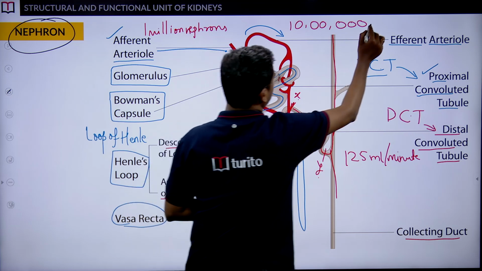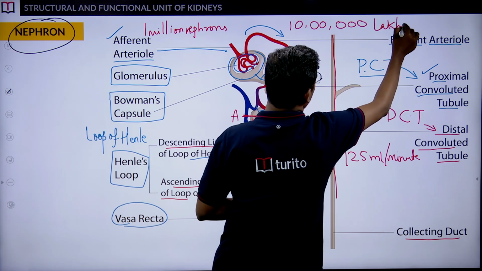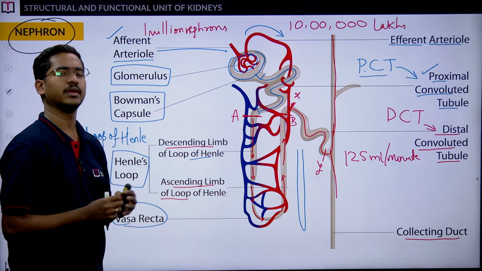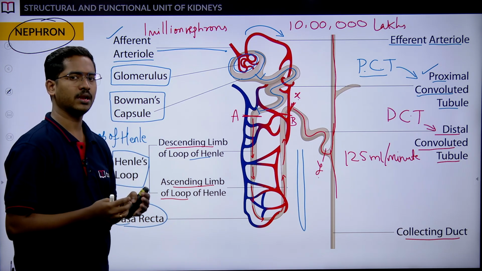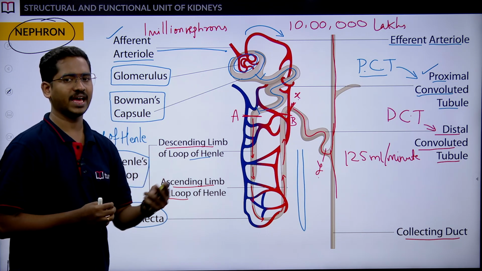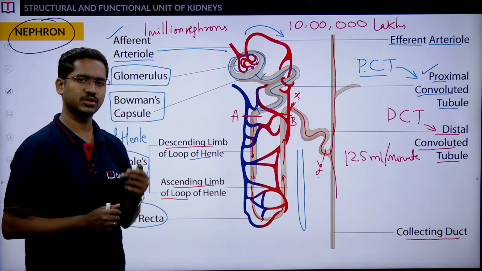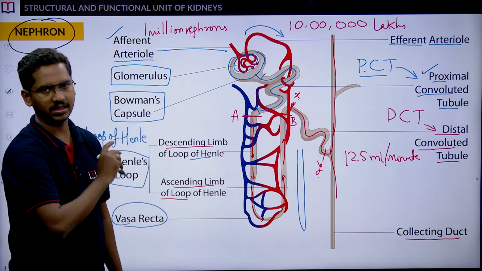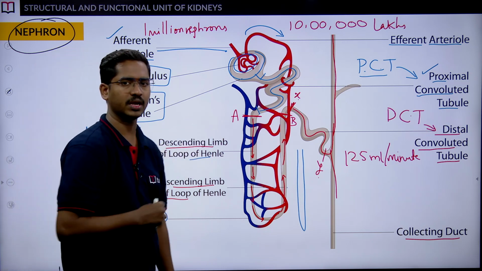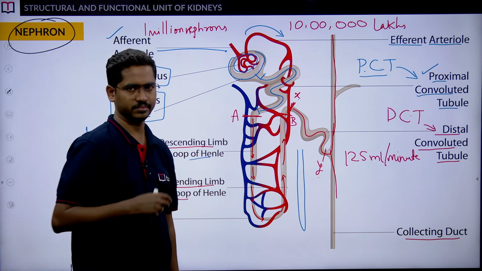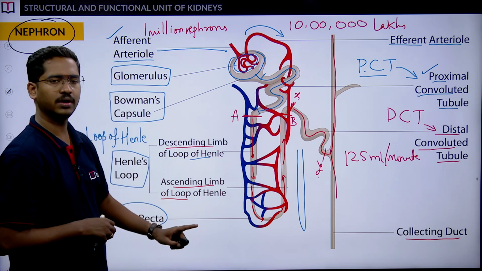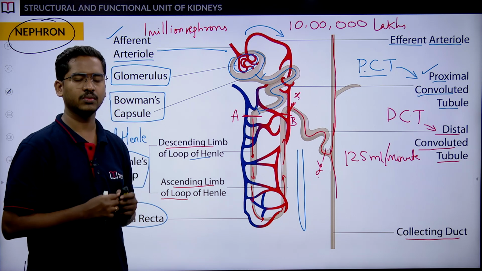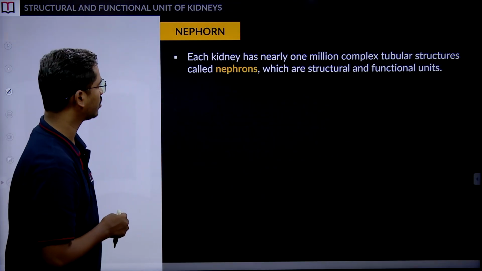So, that is the count. 1 million stands for 10 lakhs, so in total we will be having 20 lakhs of nephrons in both our kidneys. So, 10 lakhs plus 10 lakhs, that is 20 lakhs, that is 2 million. Fine. Let us move forward and we will understand each and every labeling here, what it does and why we need it. Let us begin here.